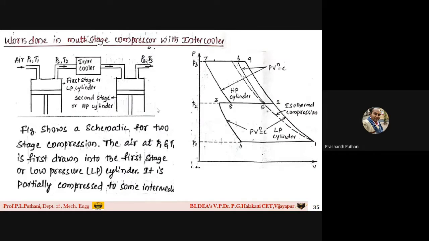Now, how is the multi-stage compressor arranged? Please observe your sketch carefully, students. Here, the air is entering the first stage cylinder. It gets compressed and comes out of the first cylinder. As it is coming out of the first cylinder, obviously pressure P2 and temperature T2 have to be greater than pressure P1 and temperature T1.